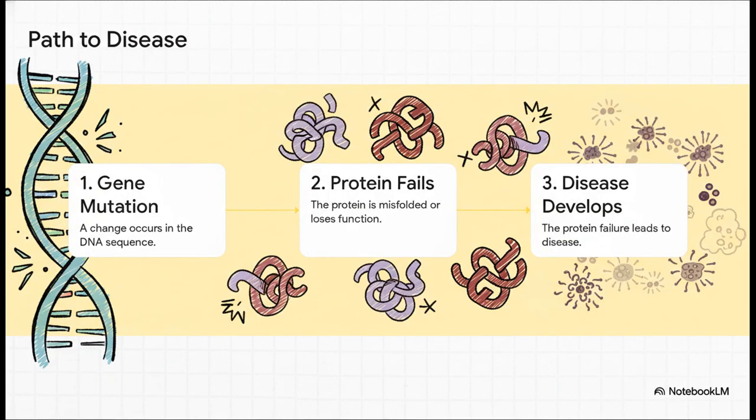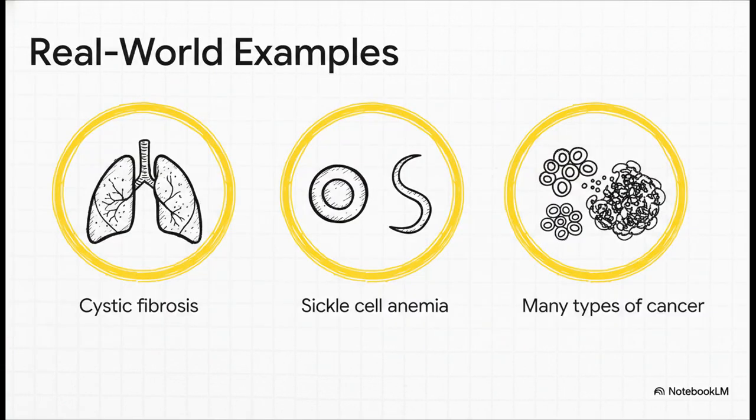So here's the chain of events. It's a direct line. A mutation happens in a gene. That means the protein it's supposed to build gets made incorrectly or misfolded. That misfolded protein might not work at all. And when a protein that does a critical job fails, a disease can develop. And this isn't just some abstract idea. This exact process is the root cause of many well-known genetic diseases, like cystic fibrosis and sickle cell anemia. It also plays a major role in many types of cancer.